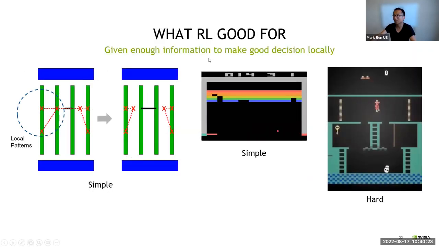In my opinion, RL is good when you have enough information to make good decisions locally. Why do I mean local decisions? For example, in this DRC fixing game, the decision of adding an additional wire segment here basically depends on this pattern. Whenever I see this DRC pattern, I know I need to do this. So this is a local pattern. Similar patterns can be seen in the Atari games that made reinforcement learning famous. People can usually figure out a pattern to make decisions. Like here, if the object is coming this way, you want to move this way. These are patterns that can easily be extracted by convolutional neural networks.